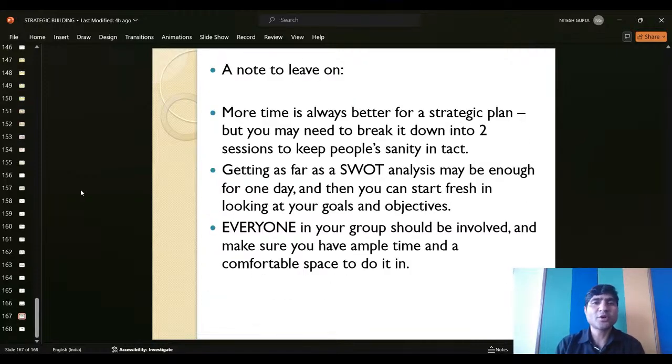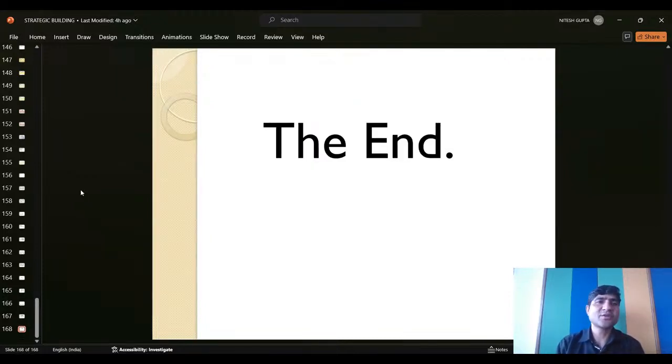More time is always better for a strategic plan, but you may need to break it down into 2 sessions to keep people's sanity intact. Getting as far as a SWOT analysis may be enough for one day, and likewise you will be focusing on the rest. So this is how you will be able to design your complete strategic plan.